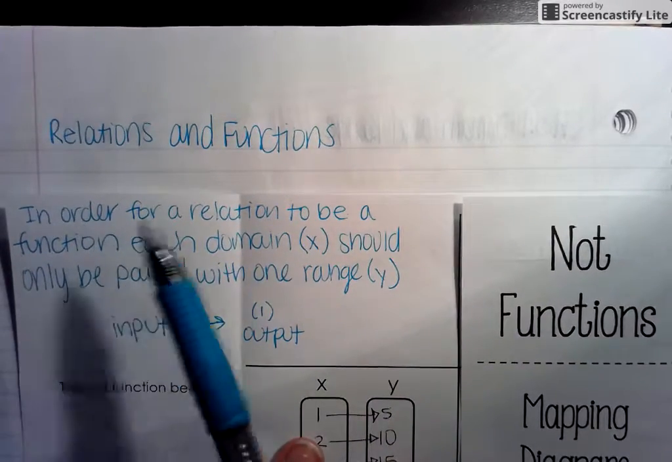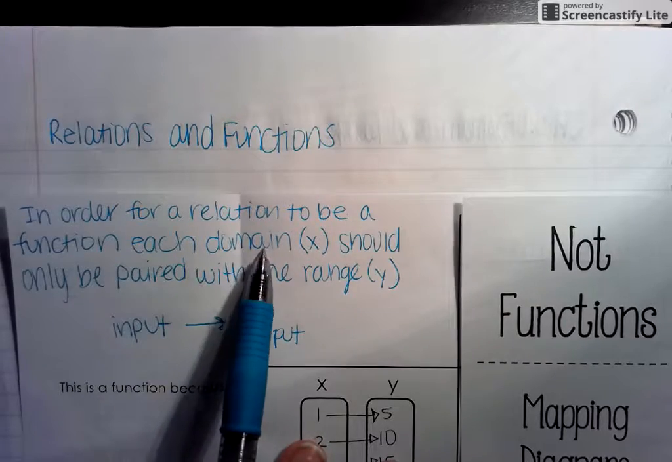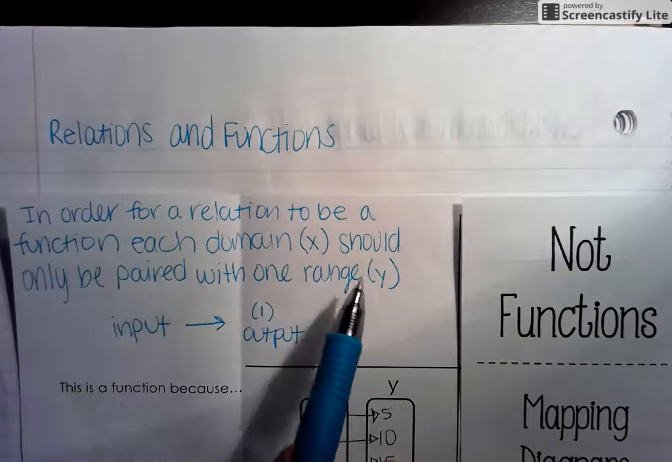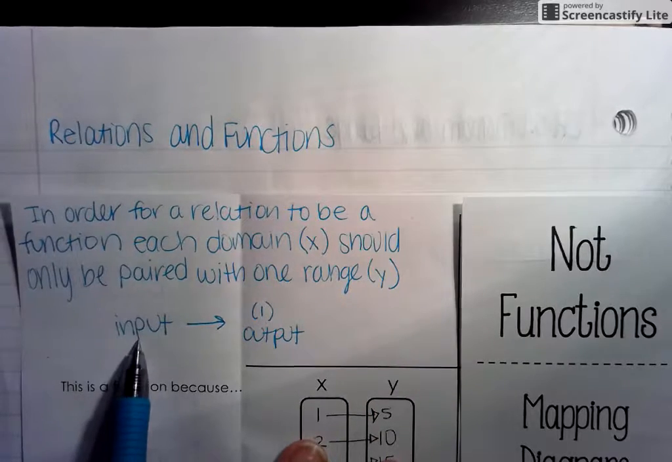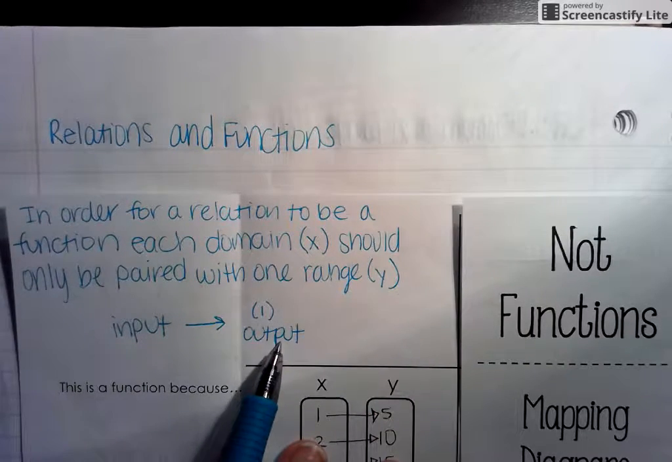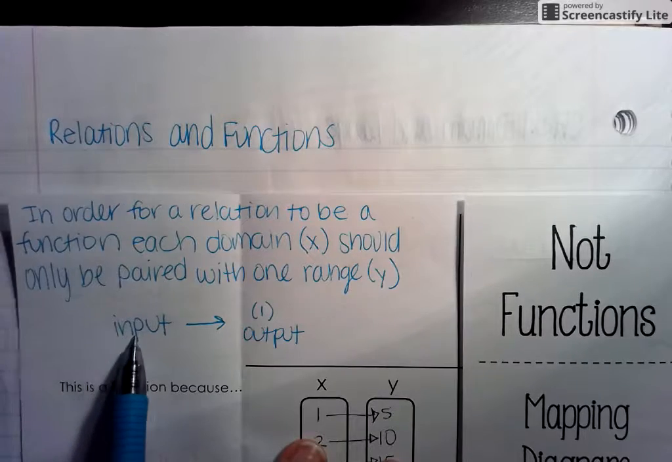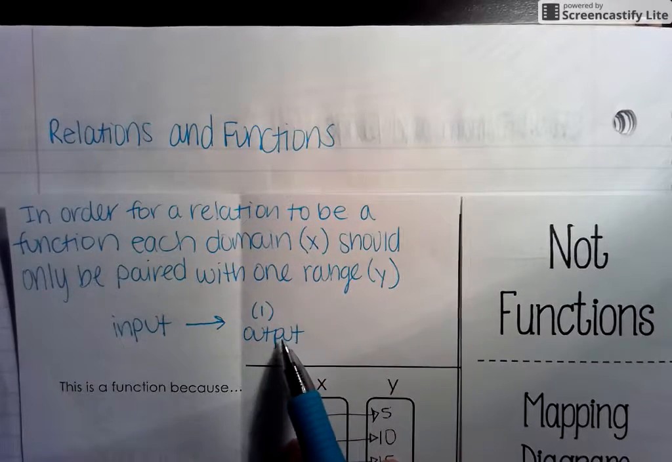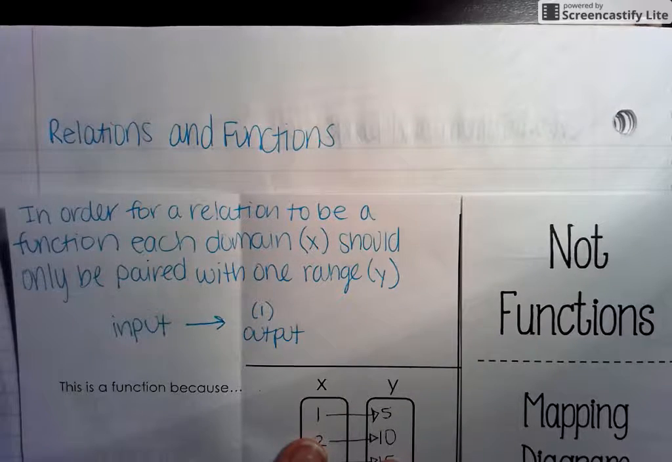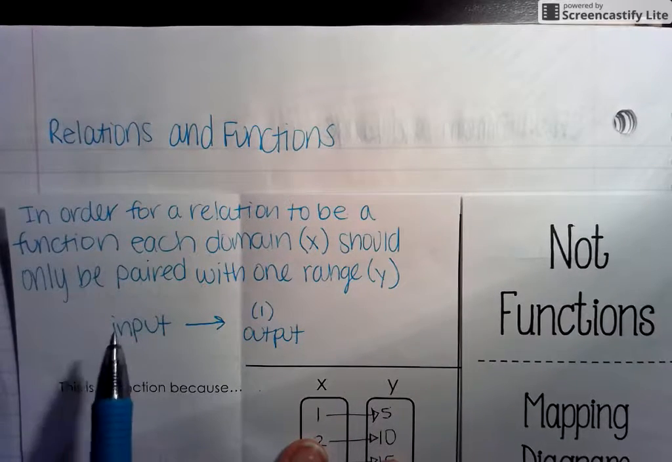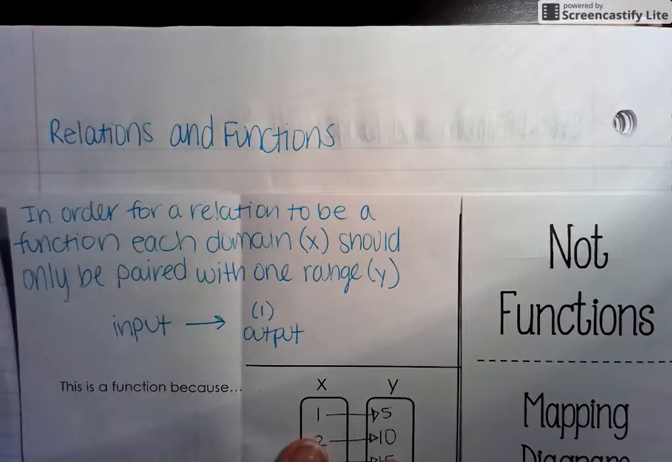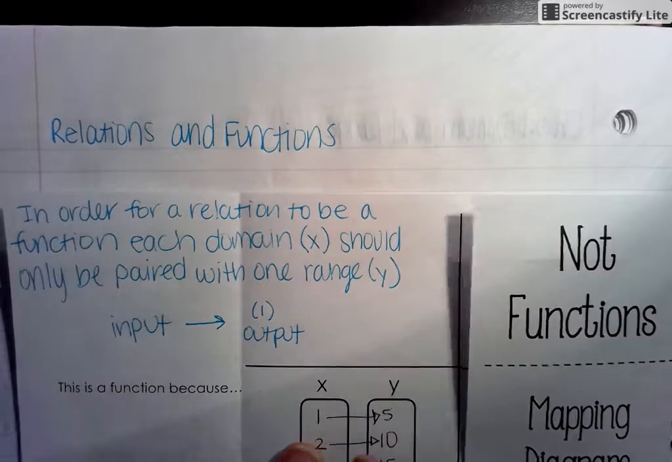In order for a relation to be a function, each domain, so each x value, should only be paired with one range, so y value. So each input will only have one output. You can't have double of the same number for inputs, but you could have many of the same outputs, and we'll show you in further examples. But only one input should be with one output in that case.